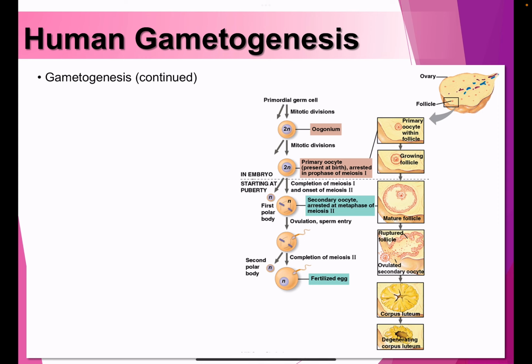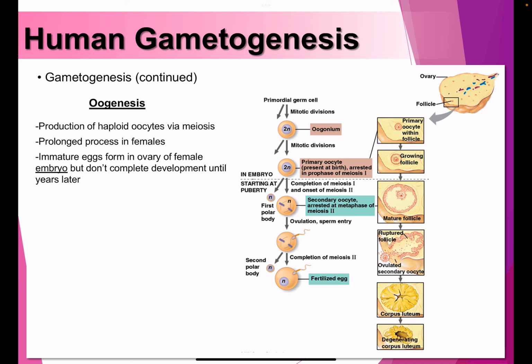And then now you have female gametogenesis, which is called oogenesis. Compared to males, for oogenesis they still produce haploid oocytes by meiosis, just like the males. Now, this is actually a prolonged process in females compared to males. Males start producing sperm when they reach puberty and start making testosterone. But for females, the amount of eggs that's produced is already done as a female baby.